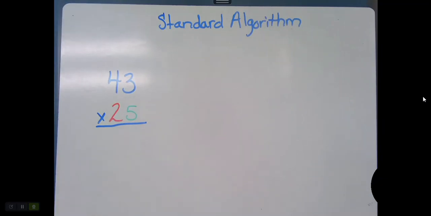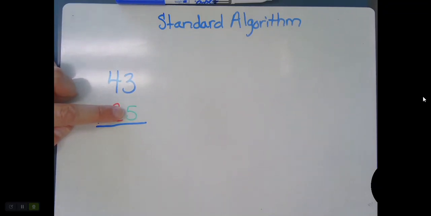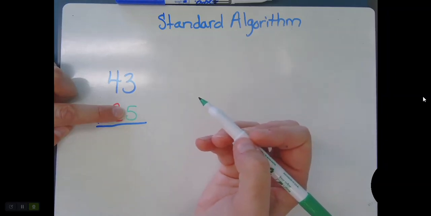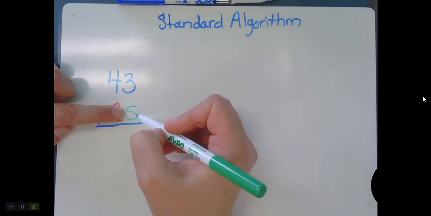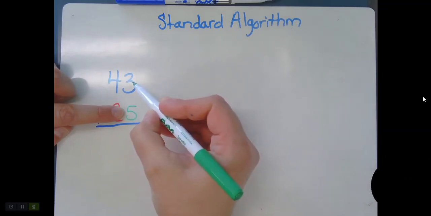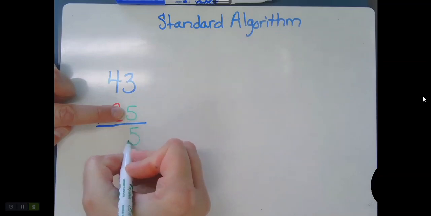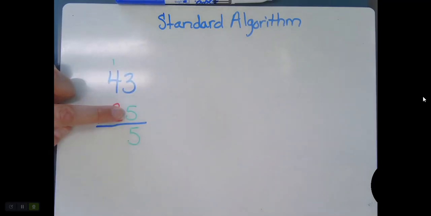So if you remember, in the distributive property, the first fact that we solved was 43 times 5. I'm going to do the same thing again, which is why I'm covering that 2 up with my finger. So as always, I'm going to start with my ones place. I'm going to take my multiplier of 5 and multiply the 3. 5 times 3 is 15, so I'm going to put my 5 down and regroup my 1 to my tens place.